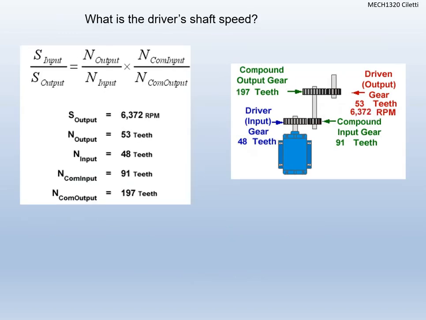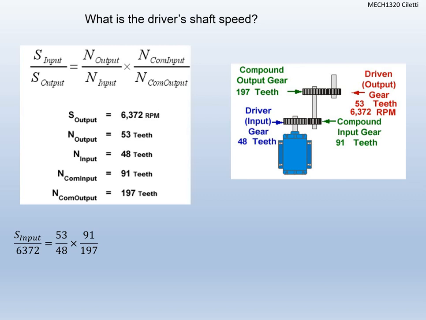All right, so let's find the driver's shaft speed. That should be our input speed. Once again, you're going to find that these are relatively the same. Once you understand the equations that you need to know on a test, it's really just substituting in our given values. In this case, make sure we're paying attention to the ratio.